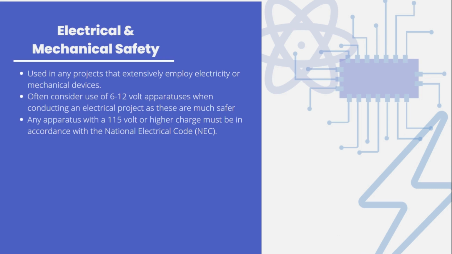Next is electrical and mechanical safety. This is applicable to any projects that extensively employ electricity or mechanical devices. We often consider the use of 6 to 12 volt apparatuses safer and easier than higher voltage apparatuses. However, if you have an apparatus with 115 volts or higher, it must be in accordance with the National Electrical Code. If it is not, please go see an electrician, because that is quite unsafe.